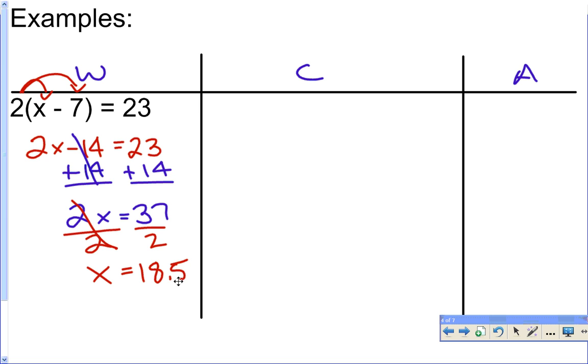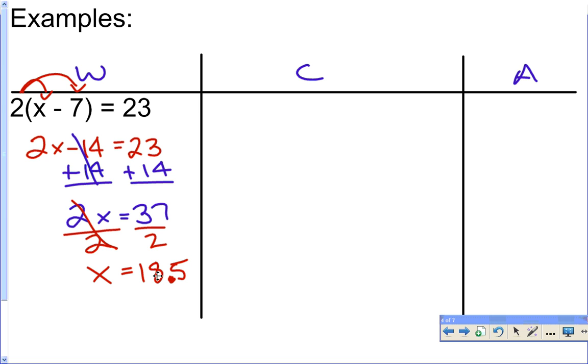So let's back up and think about what we're trying to do. Why are we doing this? We were given this equation, 2 times parentheses x minus 7 equals 23. There is one and only one number in the entire universe that I can plug in here for x, so that when I subtract 7 from it and then multiply it times 2, I will get 23. The whole point of this is to find out what is that number. We came up with 18.5.